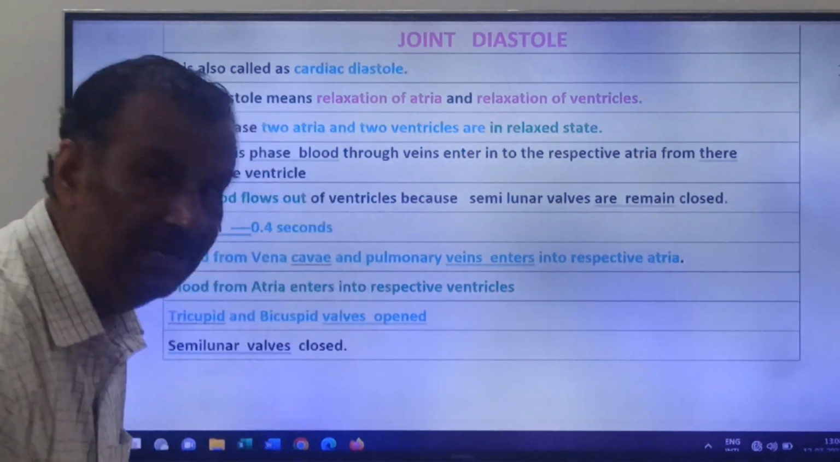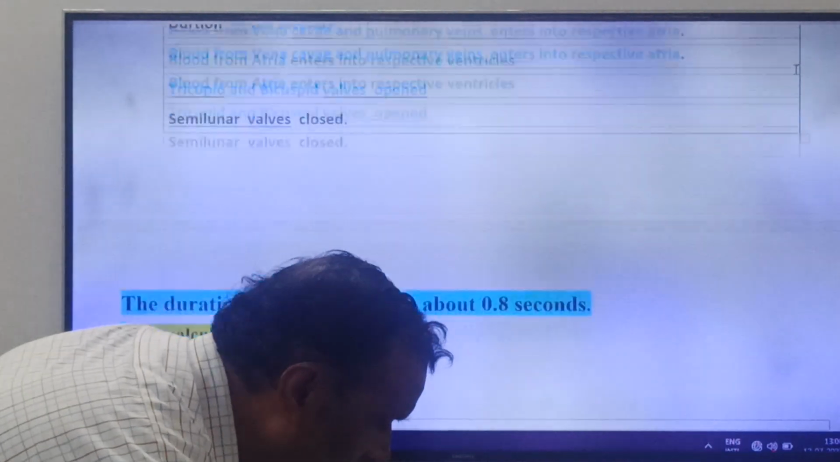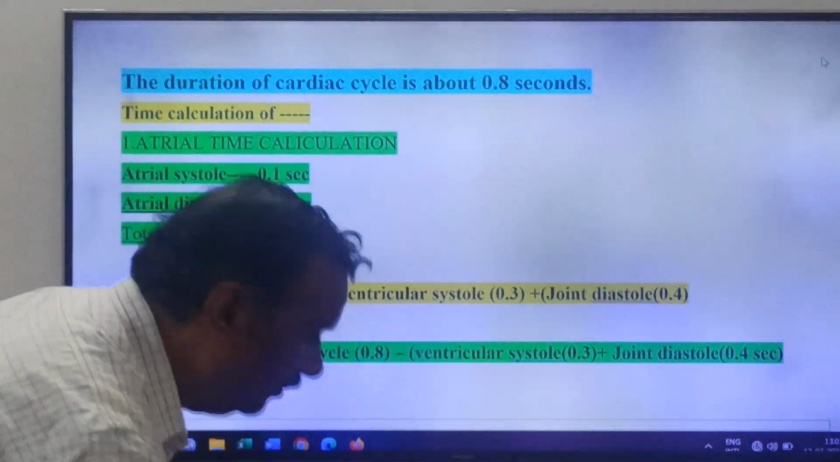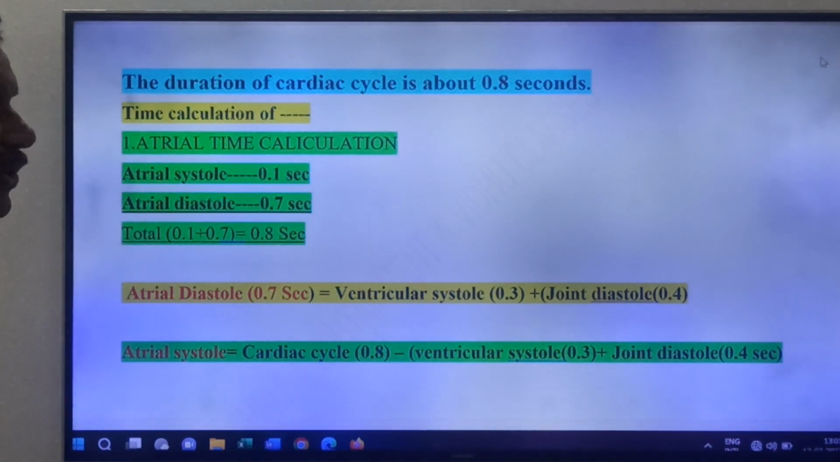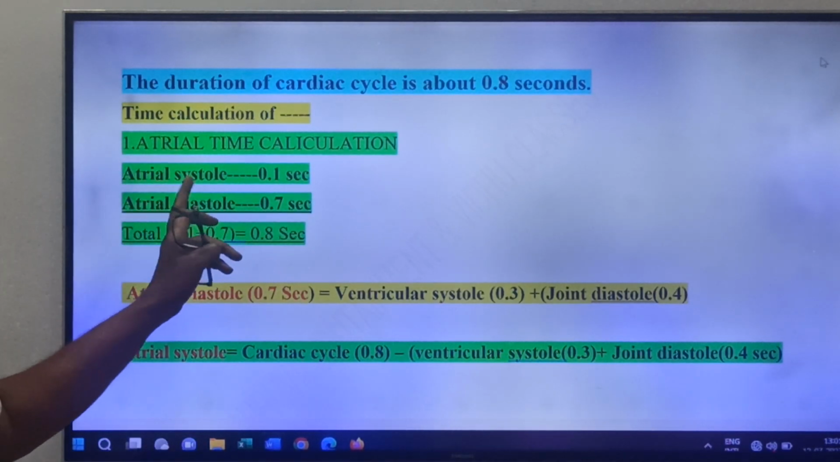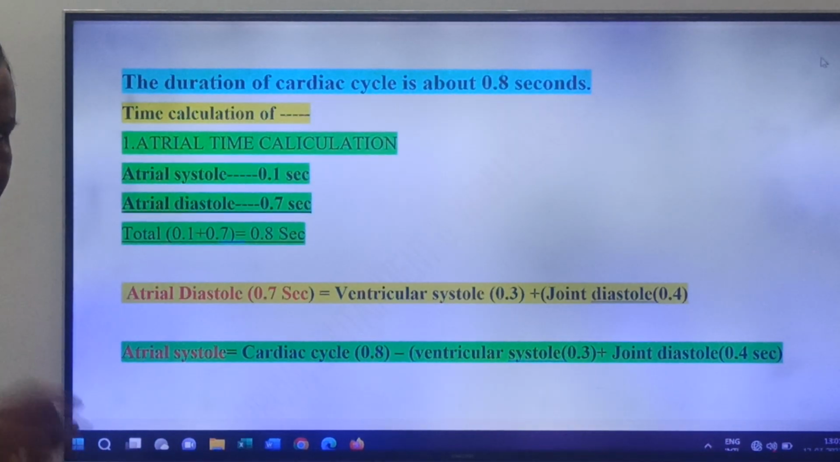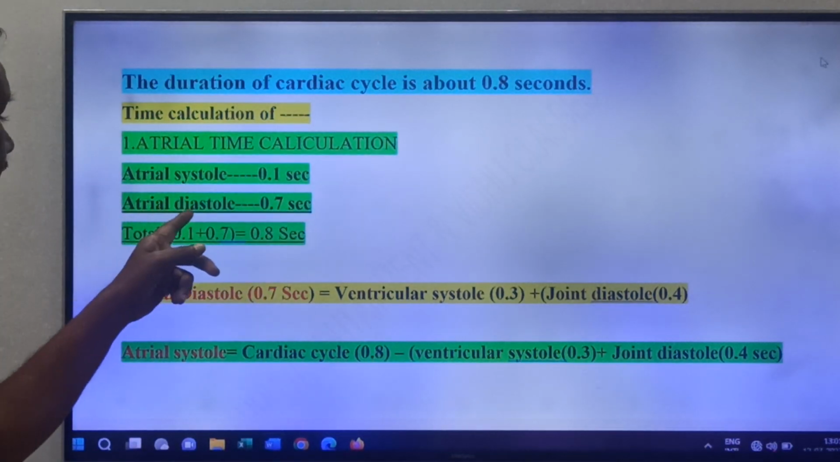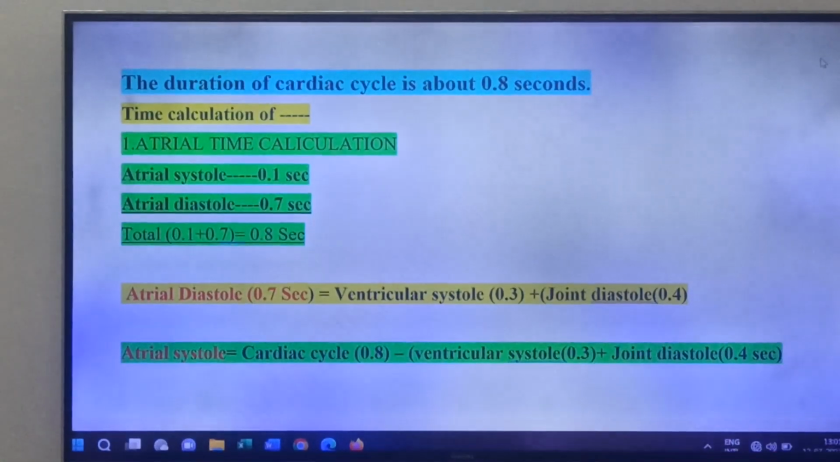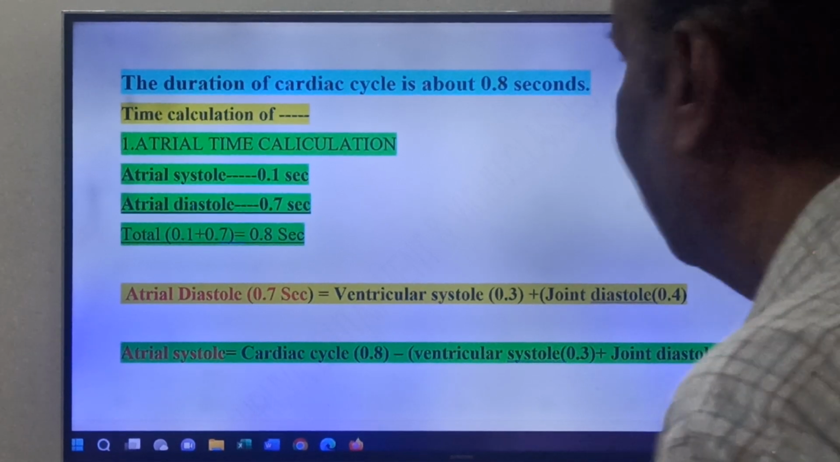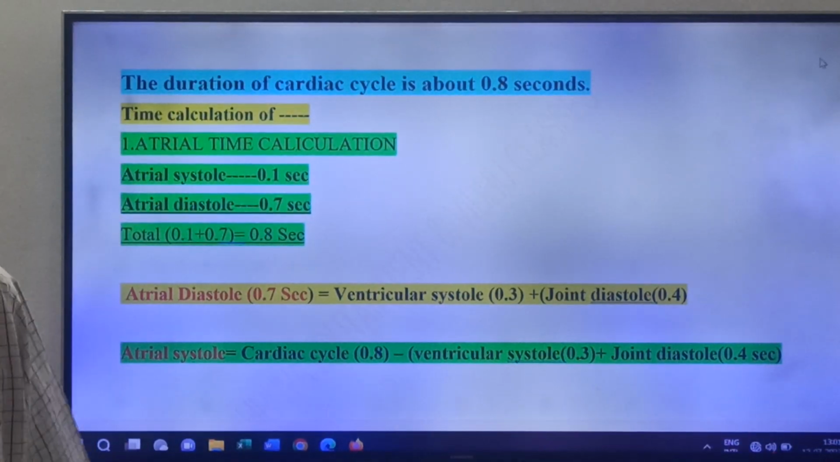Okay, this is about the cardiac cycle, friends. Now see some important MSET questions. The duration of the cardiac cycle is about 0.8 seconds. How can you calculate it? What is the time for atrial systole, friends? 0.1 seconds. Remaining 0.7 seconds in the diastolic state. Total cardiac cycle requires 0.8 seconds. So the duration of atrial systole is 0.1 seconds only, and in the remaining 0.7 seconds, atria are in the diastolic state.